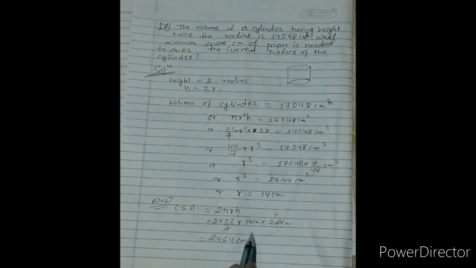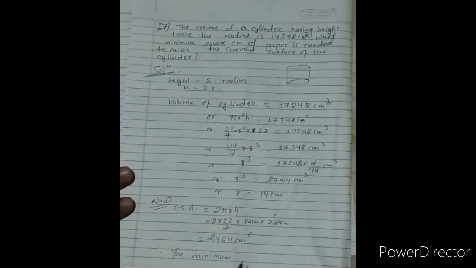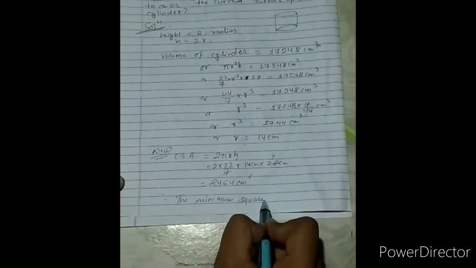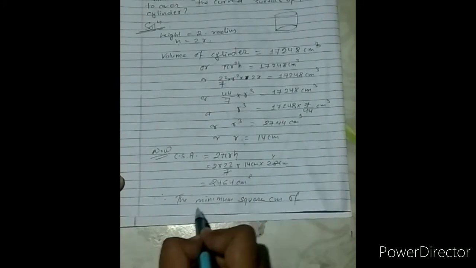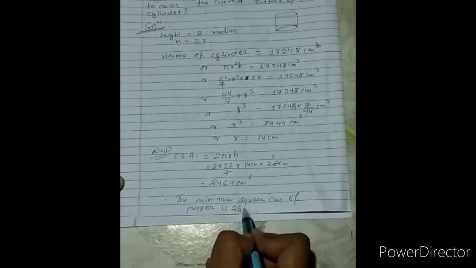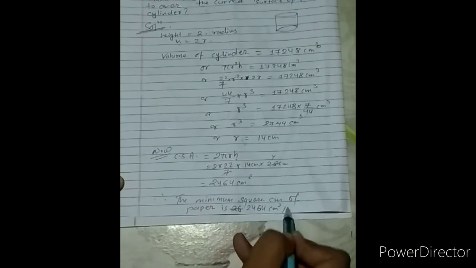2464 centimeter square. Therefore, the minimum square centimeter of paper needed is 2464 centimeter square.